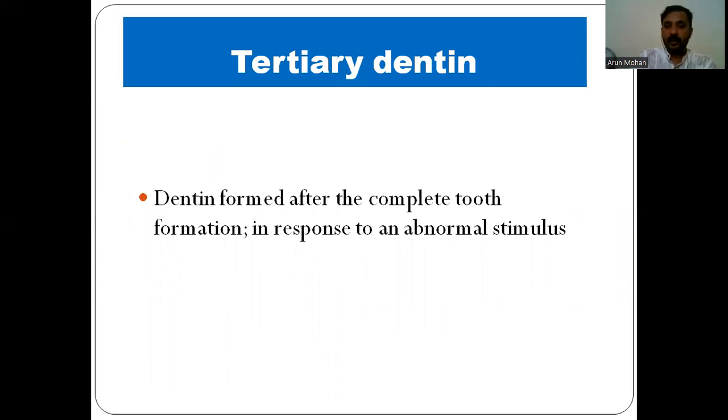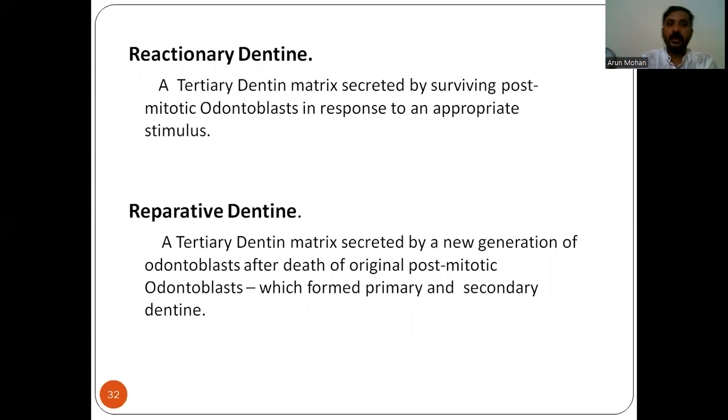Tertiary dentin is dentin formed after the complete tooth formation in response to an abnormal stimulus. After the primary and secondary dentin have formed, if there is an injury to the dentin structure, tertiary dentin will be deposited in response to it. This tertiary dentin can be of two types, reactionary dentin and reparative dentin.